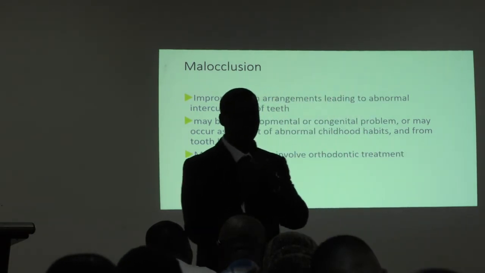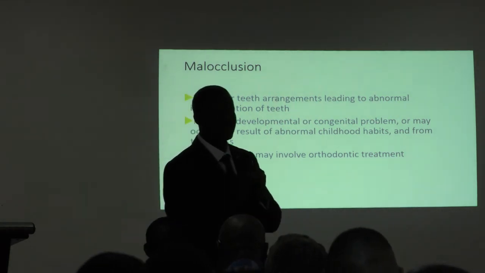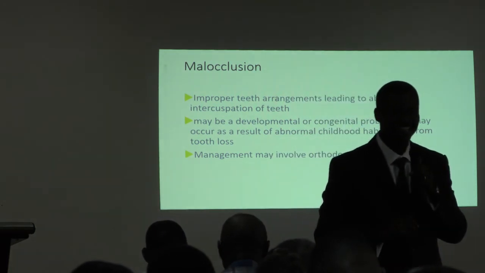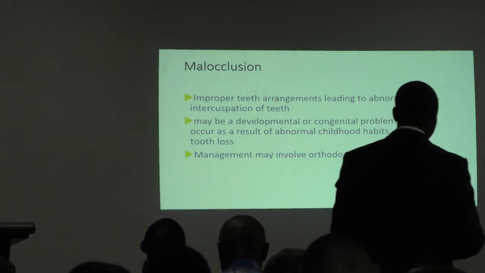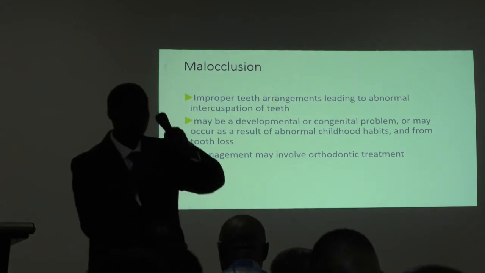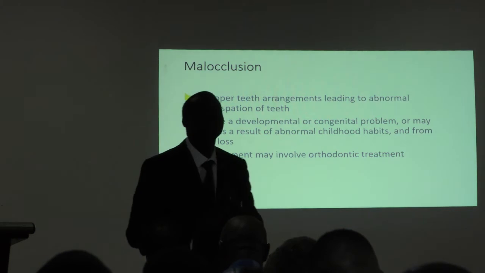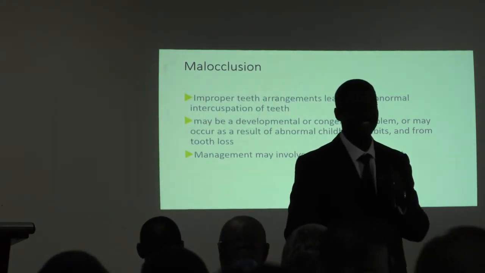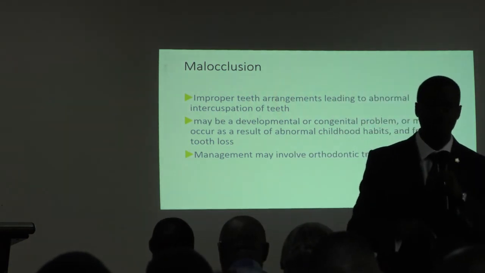But we have people whereby the upper teeth are far ahead of the lower teeth. So we call them class 2 malocclusion. Then we have people who have the reverse. The lower teeth are ahead. And they are called class 3 malocclusion.